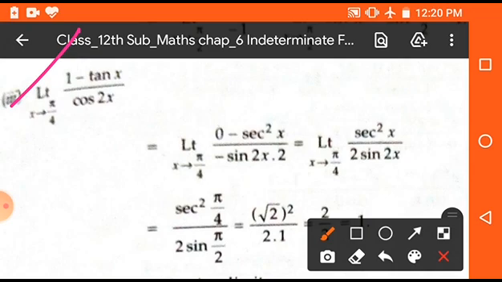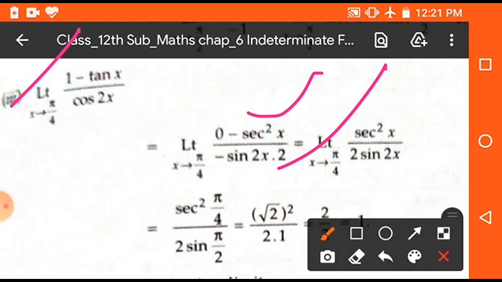Now take another example. Limit x tends to pi by 4, 1 minus tan x upon cos 2x. Now differentiate 1, so it will be 0. Differentiation of tan x will be sec square x, minus differentiation of cos 2x is sin 2x, and the differentiation of 2x is 2. So we get sec square x upon 2 sin 2x.